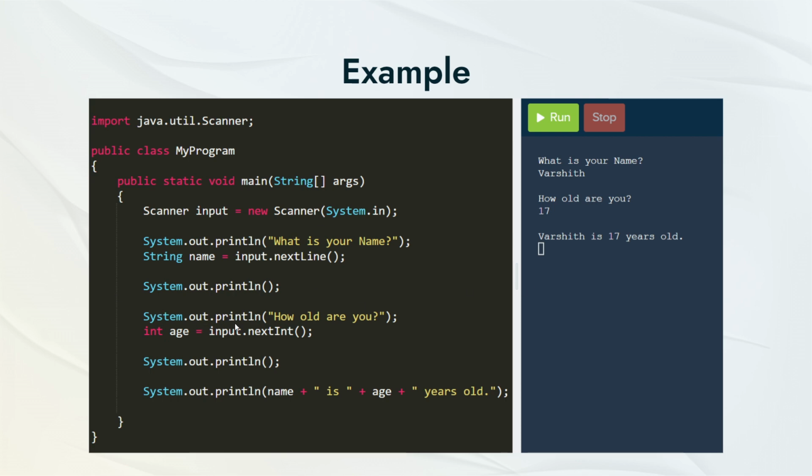And then I simply have a blank line, and I have another question: System.out.println, how old are you? And the code is asking me how old I am. In this case, I said 17. But this time I use input.nextInt because it's taking an integer. You can take a string, but an integer is better because you may use calculations further in your code. So I said input.nextInt and stored it in the variable age. So 17 is stored in the variable age because I inputted it into the console. And when you print name and age to the console, it shows that Varshit is 17 years old.